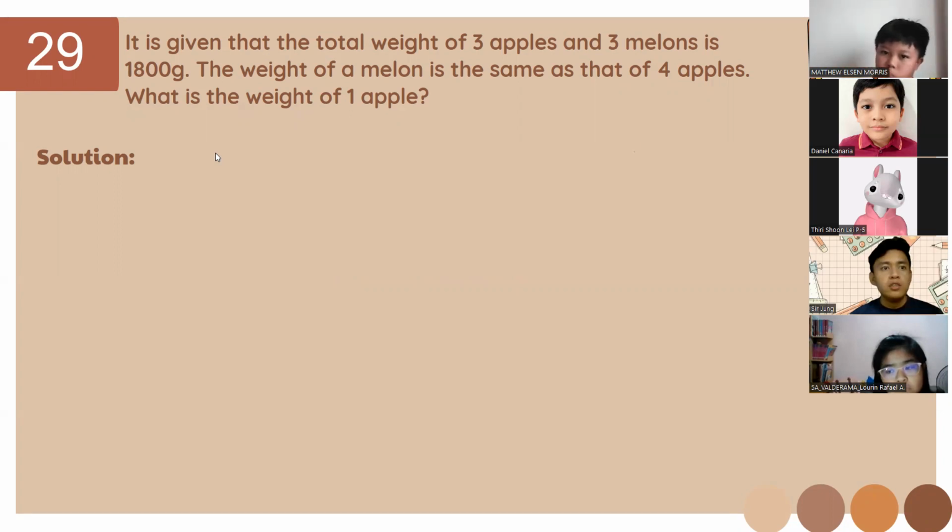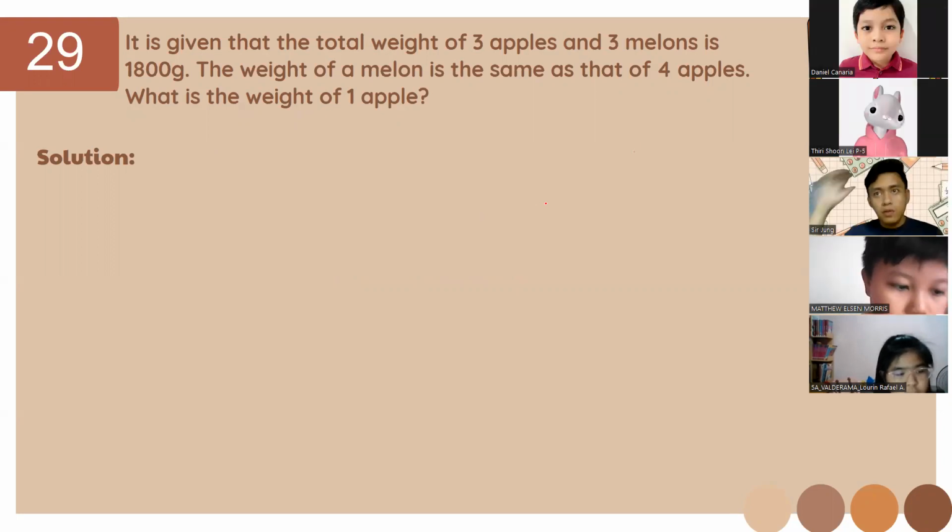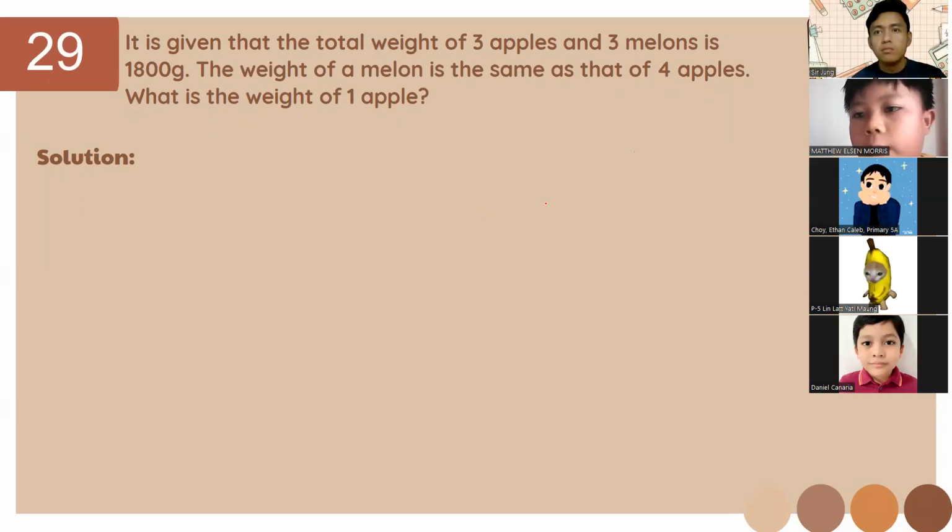I think Mr. Matthew again raised his hand first, if I'm not wrong, right? Okay, there are 3 apples and 3 melons. The question said 1 melon equals 4 apples. So 3 times 4 equals 12. Yes. So there are 3 apples plus 12 apples equal 1,800 grams.